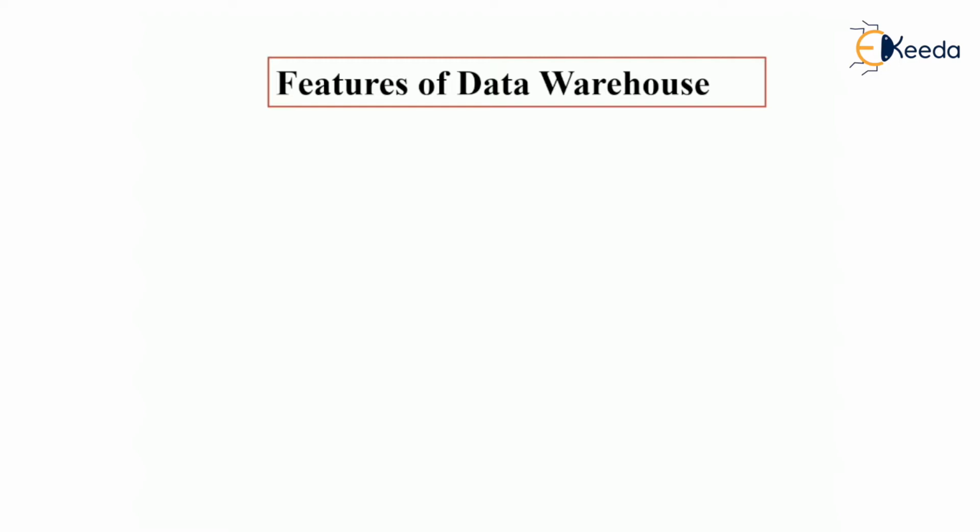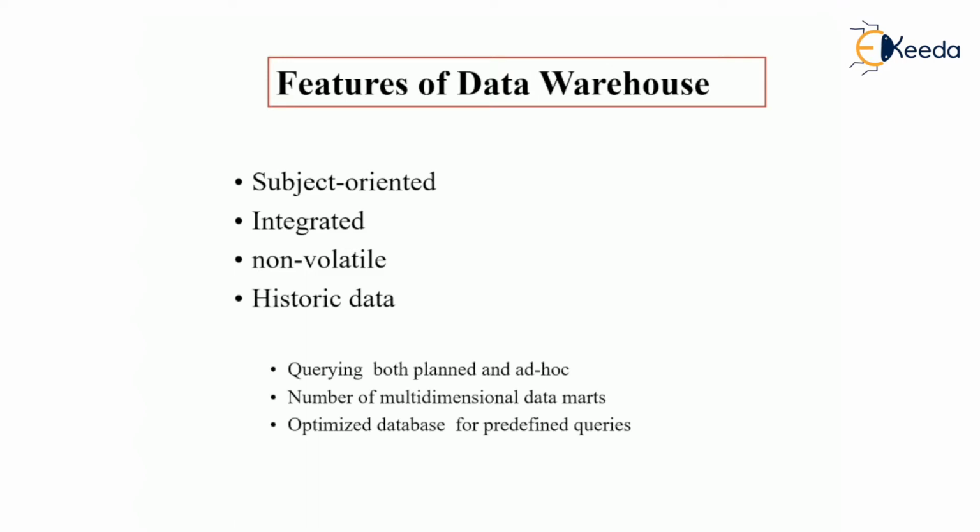Now, focusing on the features of the data warehouse. There are very important features of data warehouse: subject oriented, integrated, and non volatile. Along with these features, also we have the historic data. Next feature is querying is done with both planned and ad hoc type of queries. So we have two types of queries: planned queries and ad hoc queries.